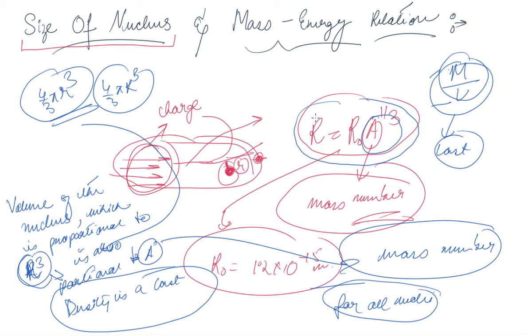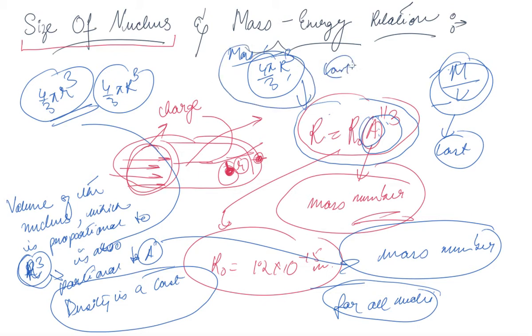Now, why is this so? Because if r cube increases, so will A. If r increases, so will A. If r decreases, so will A. What is r related to? R is related to volume, 4 by 3 pi r cube, and this is volume divided by the mass. How is mass related? By A. So if this increases, this will increase; if this decreases, this will decrease, and so we will have a constant. This is what we can understand from the size of the nucleus.